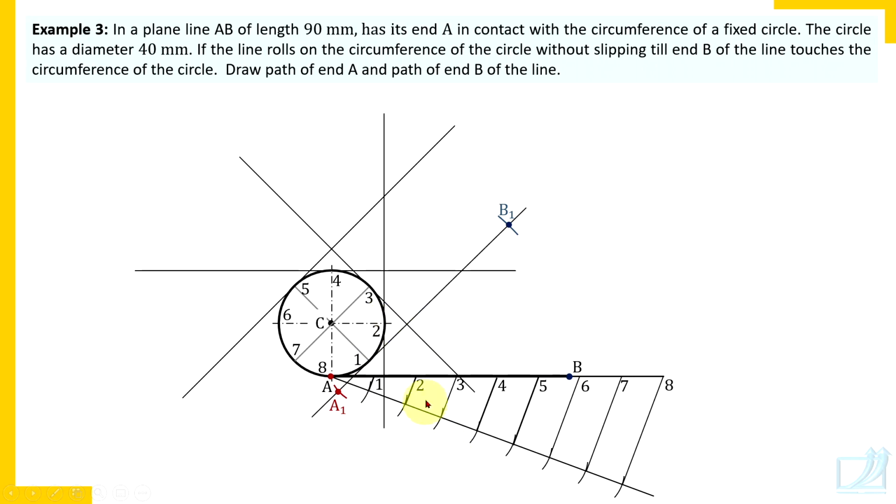Similarly, on the second tangent, length 2B on one side and length 2A on the other side. Check here, take length 2B in the compass, and from point 2 you will get point B2. Now take distance 2a in the compass, and from point 2 you cut the second tangent again, but on the other side. Now take distance 3b in the compass, and from 3 cut the tangent on one side, and take distance 3a in the compass, and from point 3 on the other side you cut the same tangent.